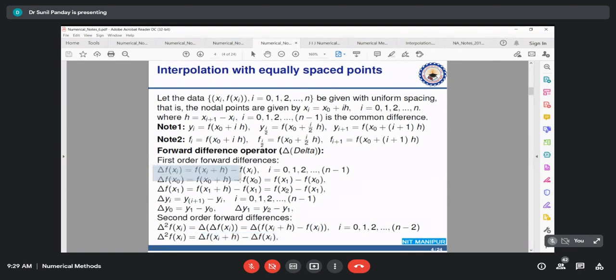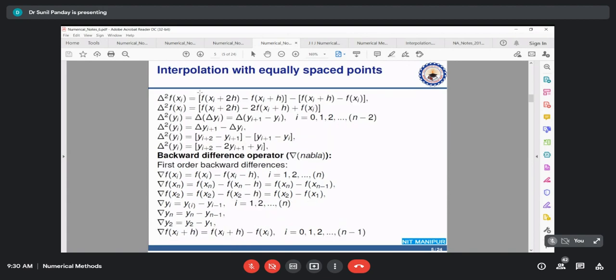But we know that delta of f of xi is this one. So delta of f of xi plus h equals f of xi plus 2h minus f of xi plus h, and this is equal to this one, f of xi plus h minus this single term, and this single term is equivalent to f of xi plus 2h minus f of xi. You can see here, the first term is equivalent to this because I applied the delta operator to f of xi plus h, and this is delta of f of xi.